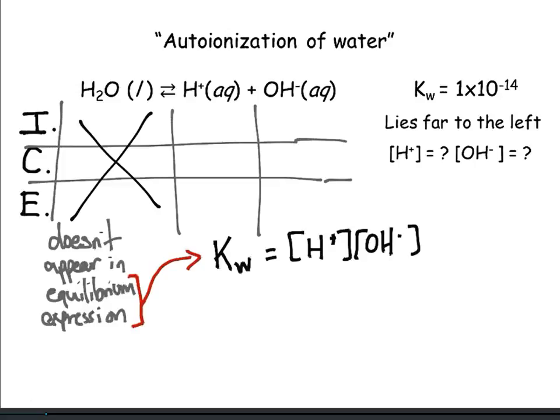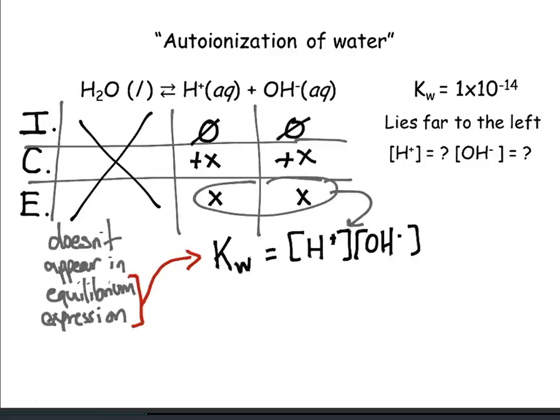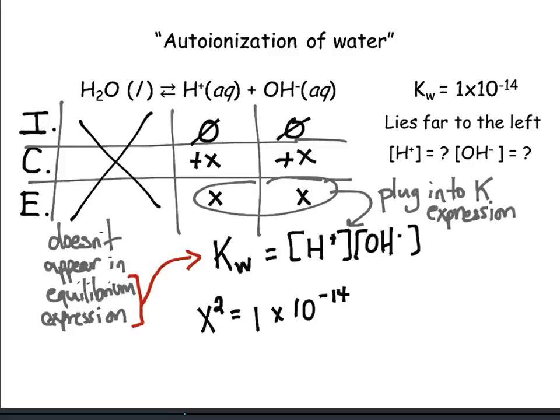And so if we know the equilibrium constant is Kw, 1 × 10⁻14, then we start with 0 hydrogen ion and hydroxide ion, and then we add X to both sides because water is going to dissociate to some degree. And we get X at equilibrium. We plug that into our equilibrium expression. So X squared. So 1 × 10⁻14 equals X squared.